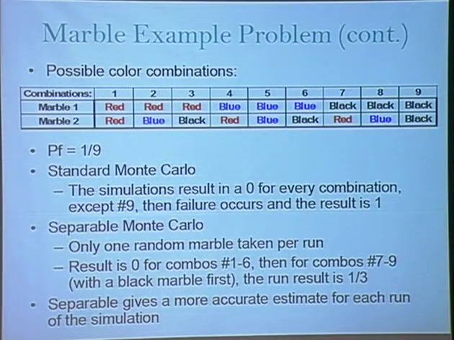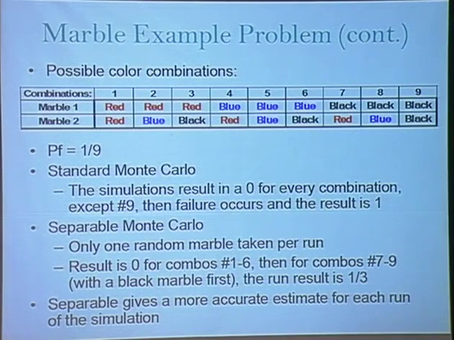In the separable Monte Carlo method, you'll just fish one ball and calculate what's the probability of failure once you saw that first one. So if you saw a red one, you are done. You don't need to draw it the second time because you know that your probability of failure is 0. If you drew a blue one, again, you don't need to do the second one. Your probability of failure is 0. And if you drew a black one, you know that your probability of failure is 1/3. Essentially, you know the CDF of the second ball.